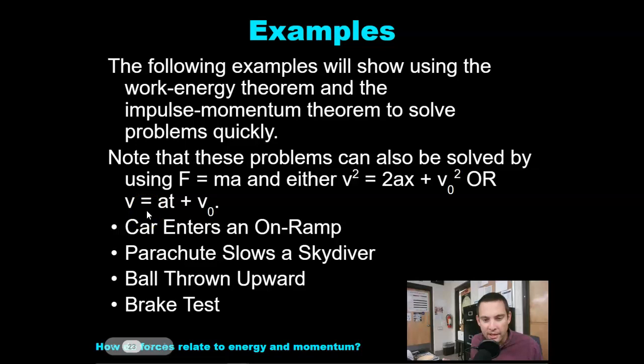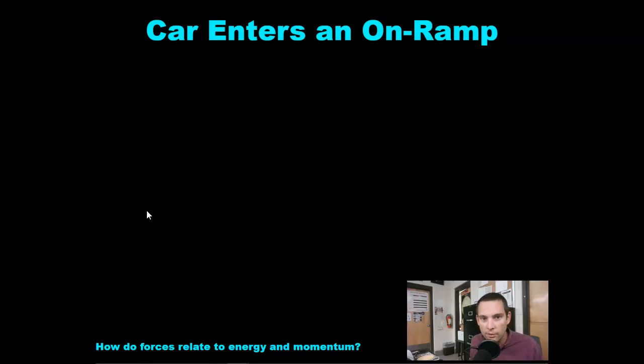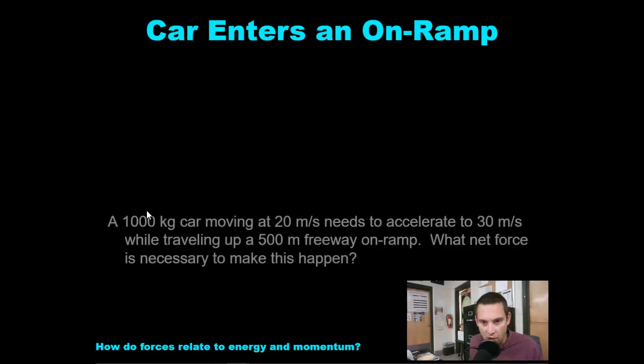We are going to be looking at a car entering an on-ramp, a parachute slowing down a skydiver, a ball thrown upward, and a brake test. All very familiar situations, right? So here we go with a car entering an on-ramp.